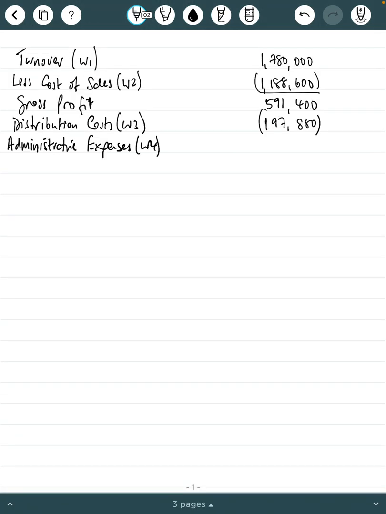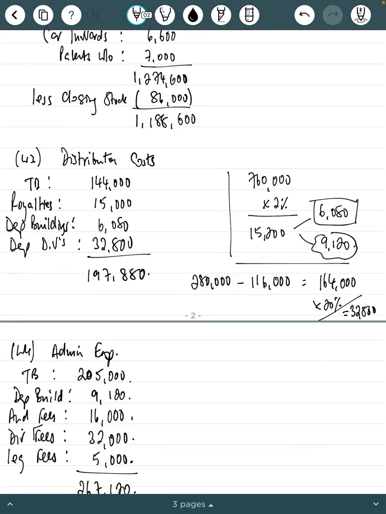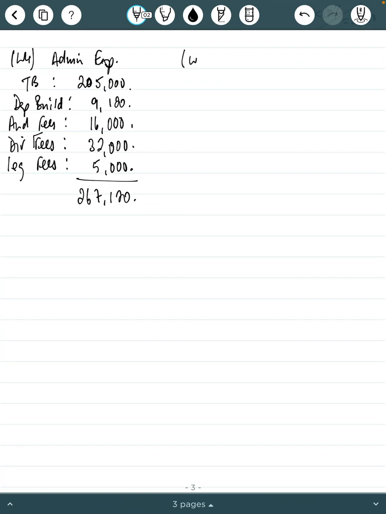Okay, we can put in the figure 267,120. Taking that away, we get 126,400. The next heading then that you have in your P&L account will be your other operating income. Again, we'll do a little working for this. So let's come down here and do working 5. Just squeeze it in here. So this is your other operating income.